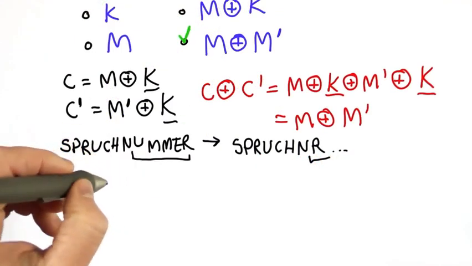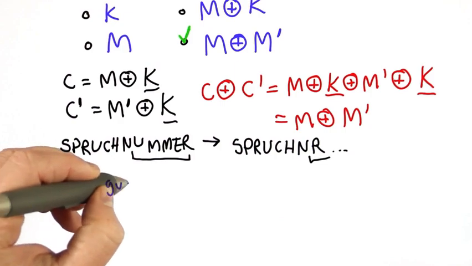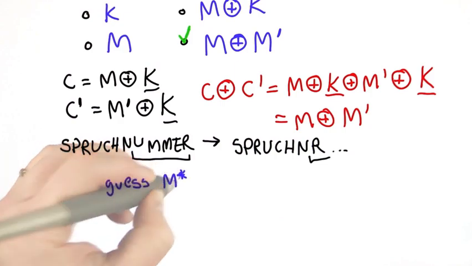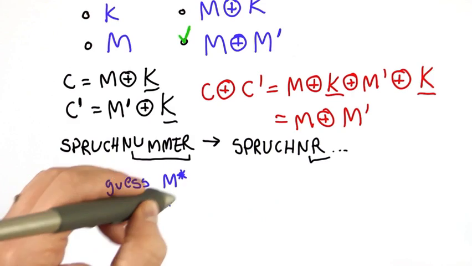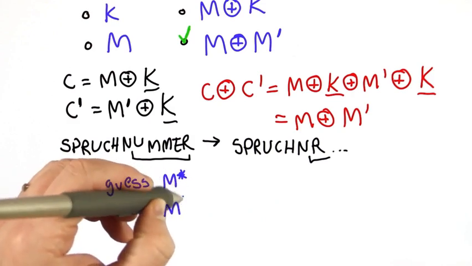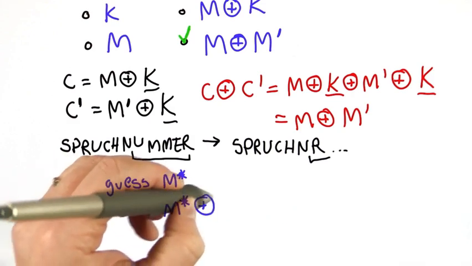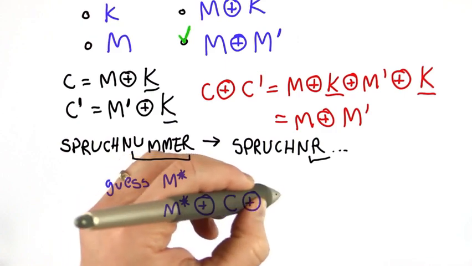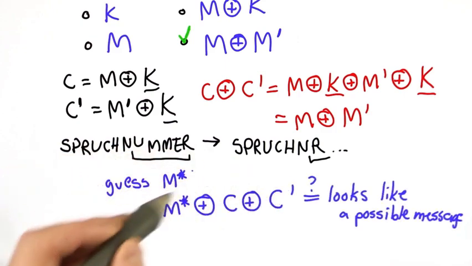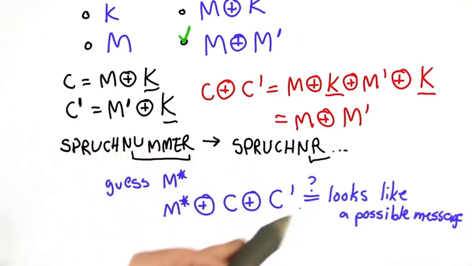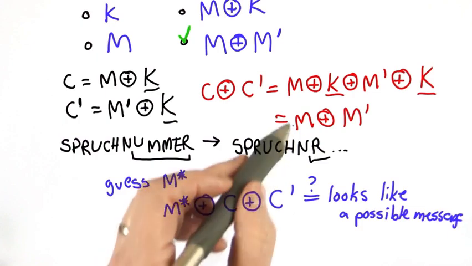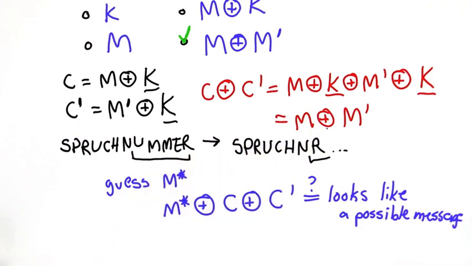So the Allies could start trying, let's say, a guess for the message; we'll call it M star. Then we could try seeing what we get when we do M star XORed with the C, XORed with the C prime. So we can make some guess for the message, try XORing it with the intercepted ciphertext. That should give us back the other message, and we'll look if that looks like a possible message. This is definitely a painstaking process, but something that can be done.